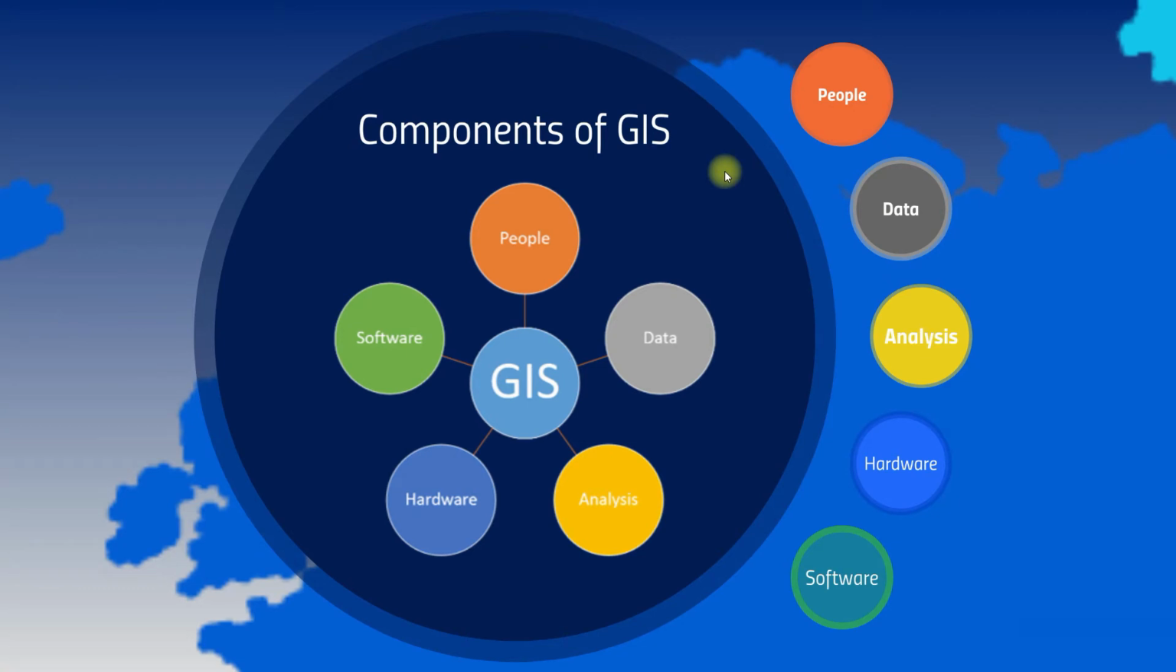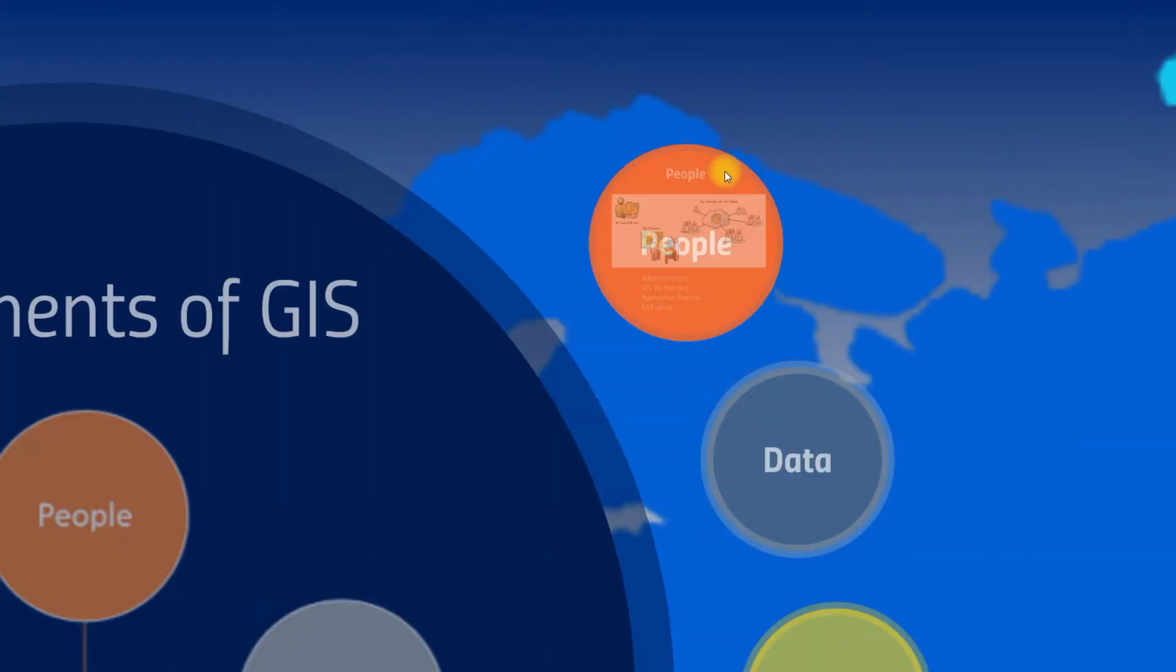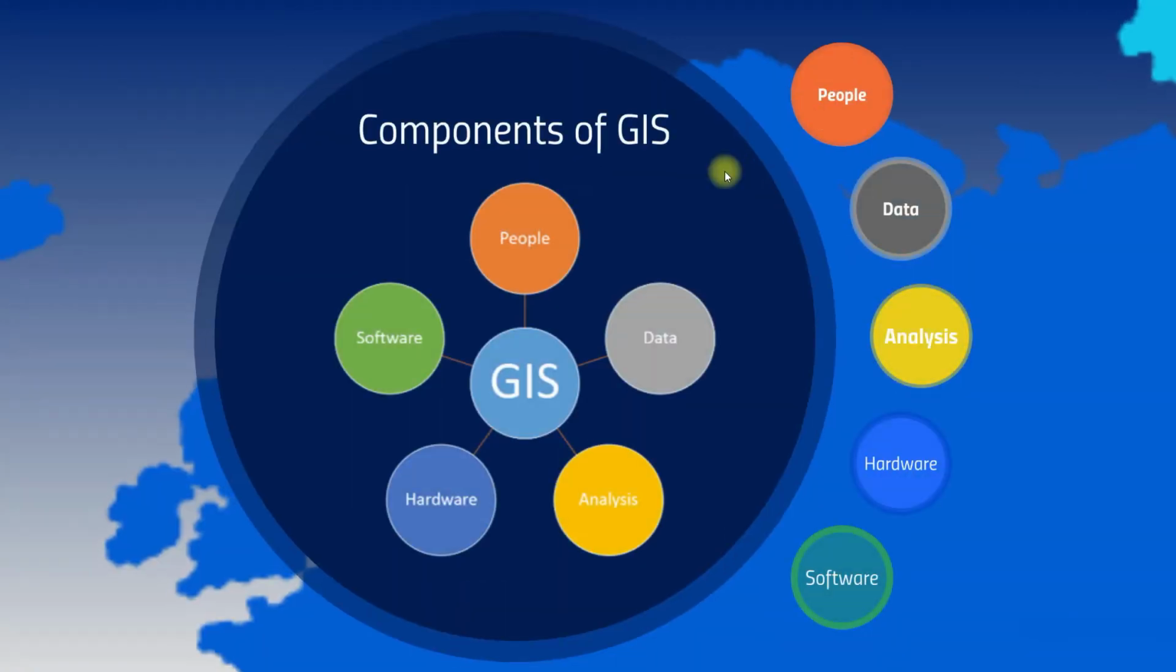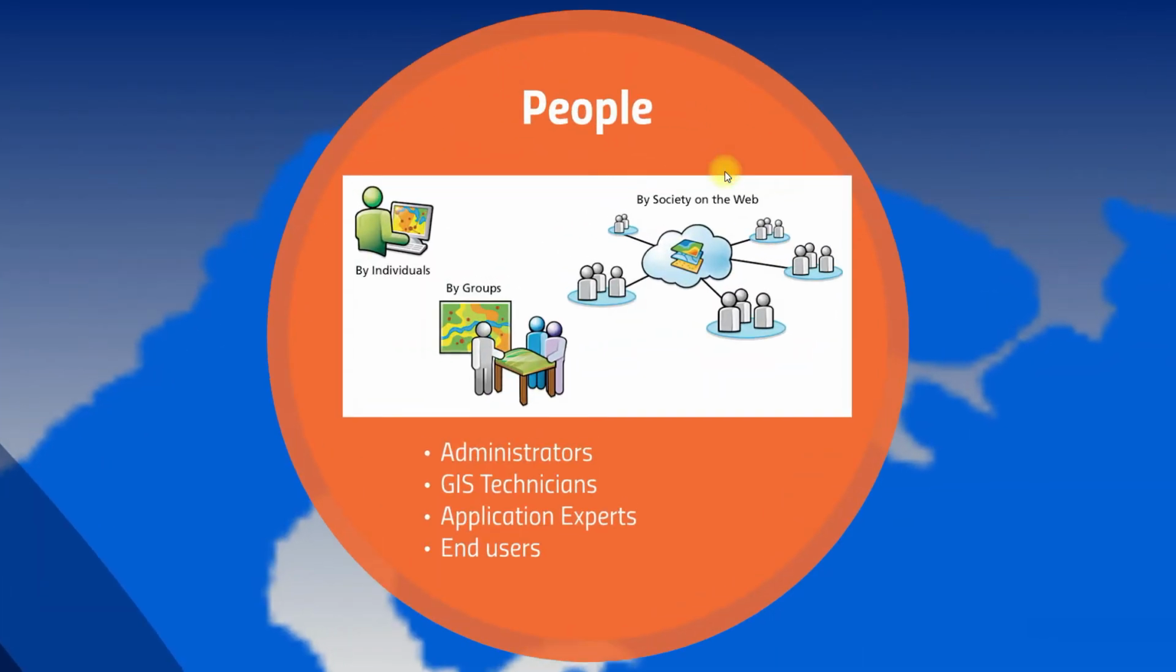So what are the components of the GIS, right? We have components like people, data, analysis, hardware and software. From all these components we are using the GIS. Okay, so the people: administrator, GIS technician, application expert and the end users. These people are in the back end to make the data.